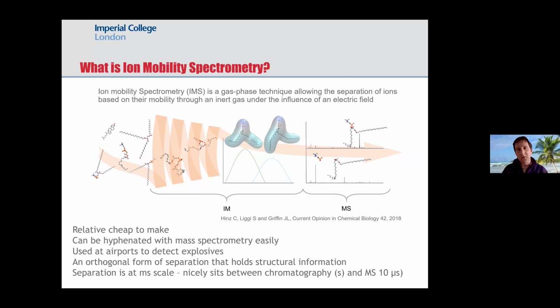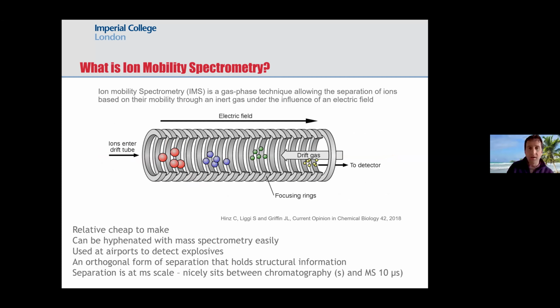So with ion mobility, we're not going to use people to impede our ions. We're going to send the ions down a drift tube, at least in one of the designs for measuring ion mobility. And we'll accelerate those ions using an electric field.